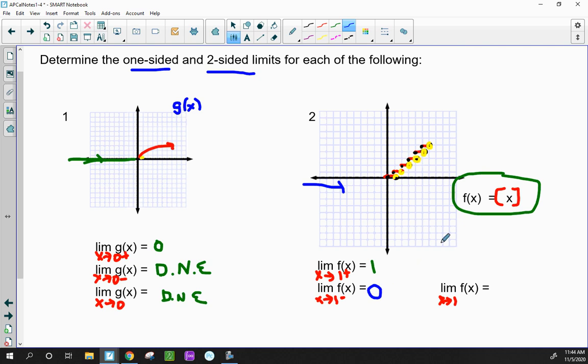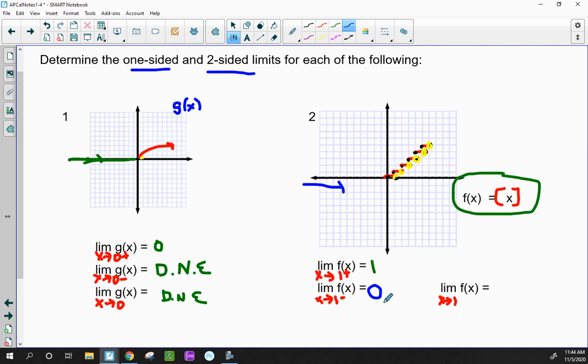All right, let me do that again. From the right side, remember the yellow are holes, and the red are actually points. So when you come in from the right side and you're approaching 1, you're looking at this level, because this is getting closer to 1 on the x-axis, but the y value is 1. So that's why the limit is 1.